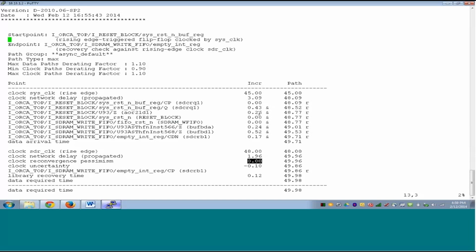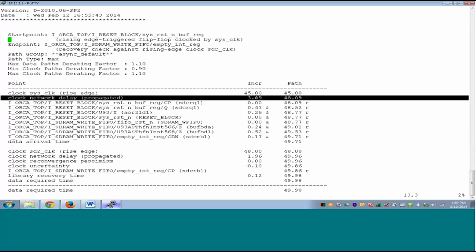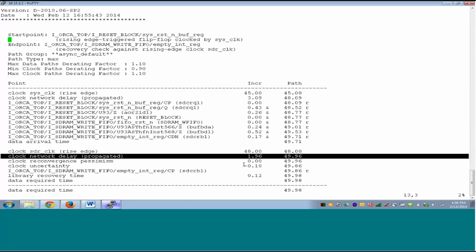Now see, this is the skew. 3.09 is the propagated delay for sys clock. 1.96 is the propagated delay for SDR clock. There is a skew difference. And this is where the clock relationships are very, very important. Now, the clock tree network needs to know whether two clocks are synchronous. If the two clocks are synchronous to each other, it will build a common clock tree because it needs to balance the skew across. So skew balancing is needed for all the parts which interact with each other.